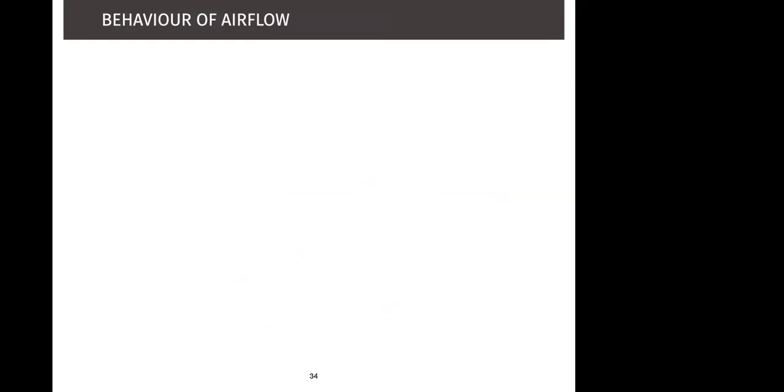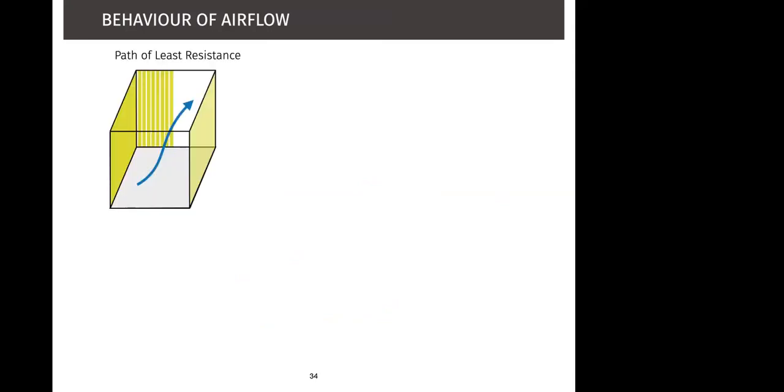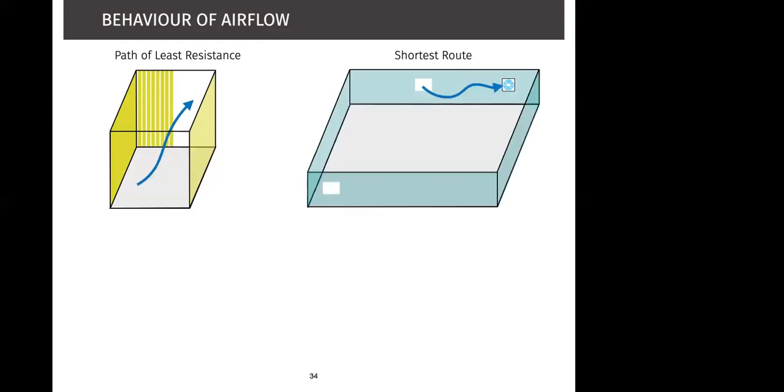Now, before I move into the examples, I would like to speak about the behavior of airflow that we keep in mind while designing any system. There are typically three behaviors of airflow that I like to speak about. The first is path of least resistance, which means that airflow will always take the path of least resistance, even if there is opening on both sides. If this side of the path is restricted in some way, it will choose the path which has least amount of resistance.